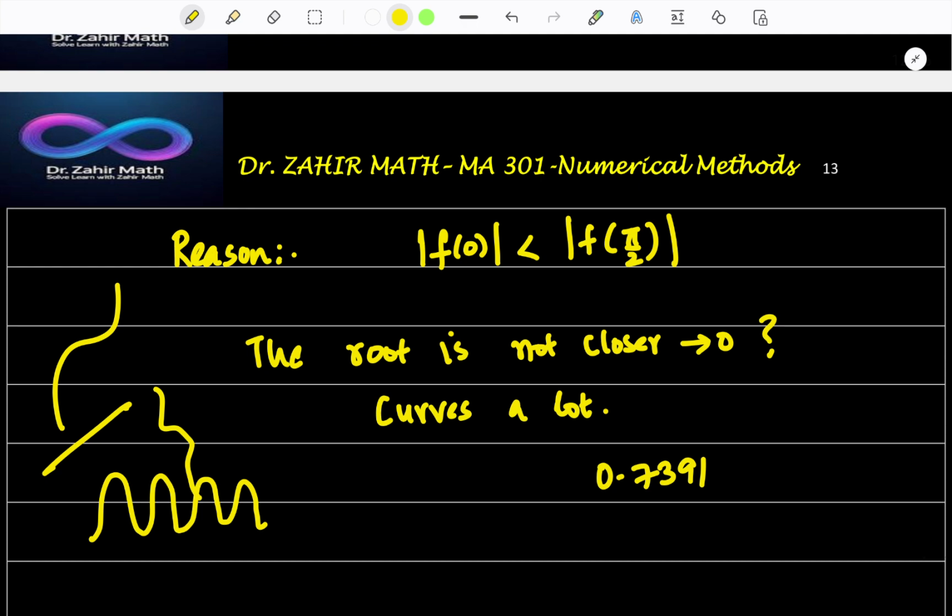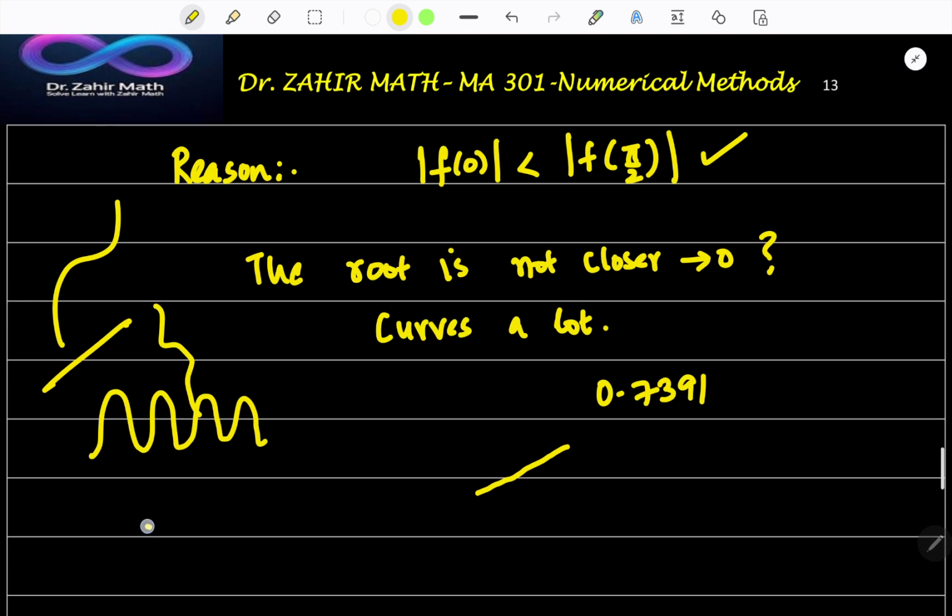The smaller absolute value of f of x rule works only for the function that change roughly in a straight line. So this rule will work out only for what? Roughly just a straight line or a small changes like this. If so many changes are there, the rule will not work out. Keep it in your mind. Sometimes it works out. Okay, keep in your mind.